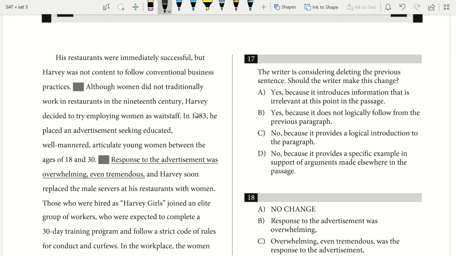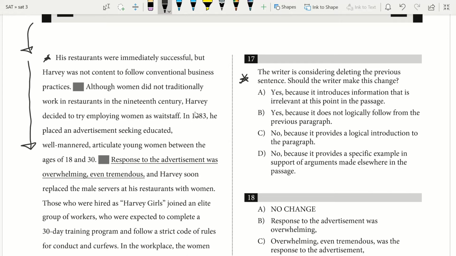His restaurants were immediately successful, but Harvey was not content to follow conventional business practices. Now we're asked, the writer is considering deleting the previous sentence. Should the writer make this change? Well, when we have the first sentence in a paragraph, we want it to do two things. We want it to transition properly from our previous paragraph to our new paragraph, and we also want it to introduce the ideas that follow.